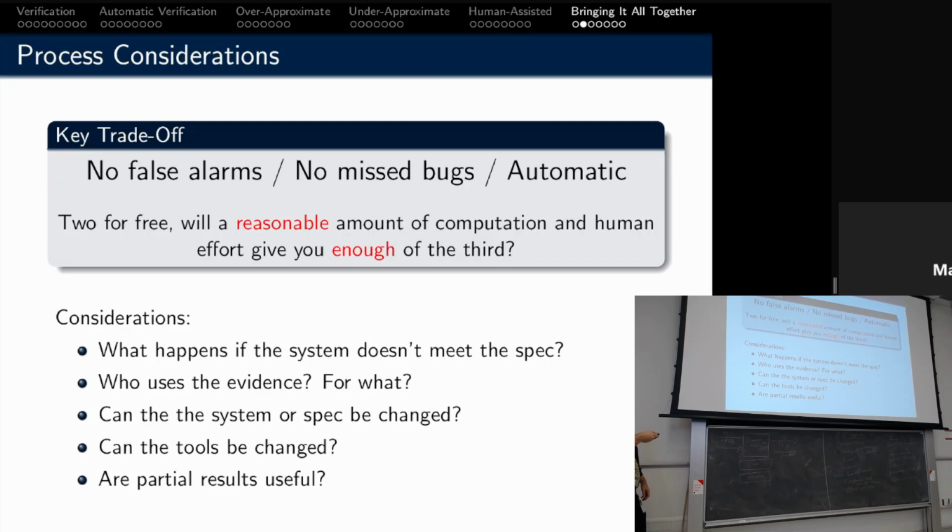Can the system spec be changed? Can the tools be changed? Maybe you want to use an over-approximate solution. Maybe the abstract interpreter doesn't quite have the right domain you've got. Can you pay for it to be changed? Can you change it yourselves? Are partial results useful? Can you go back to them and go, well, you know what?